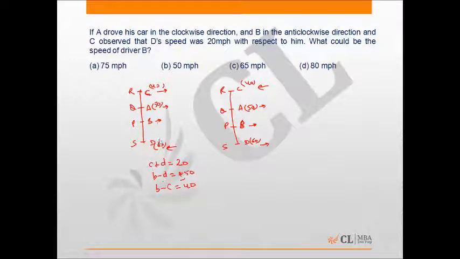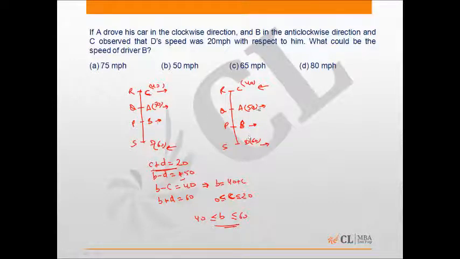Okay, and B plus D is 60. Now from this I can see that B is nothing but 40 plus C, and the value of C ranges from 0 to 20, right? So if I put C as 0, you'll get B as 40. If you put 20, you'll get 60. That means B ranges from 40 to 60, right?